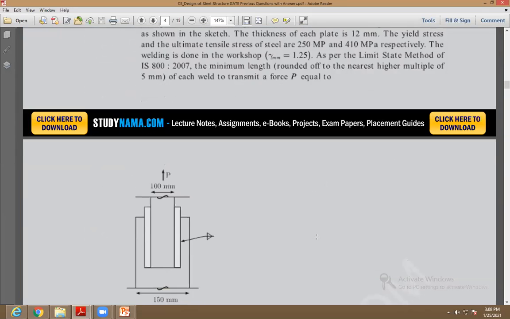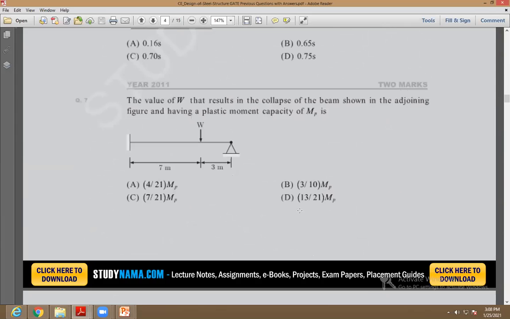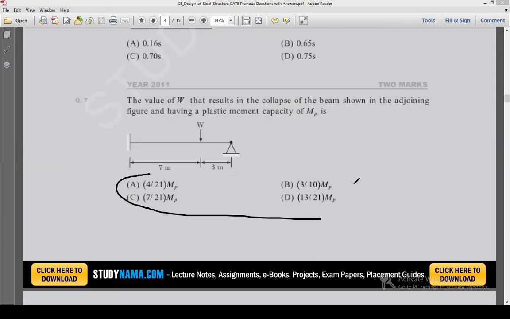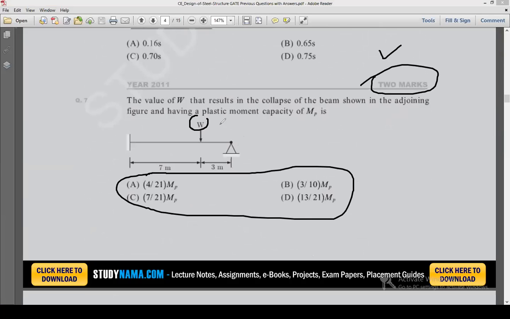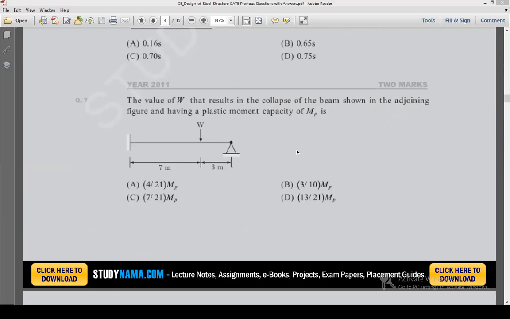Then another question on plastic analysis. This is again a 2-mark question. Most of the time, the questions on steel structure are on plastic analysis. You can see now, for this 2-mark question, again it is on plastic analysis. We have to find out the collapse load W. That is for 2 marks.